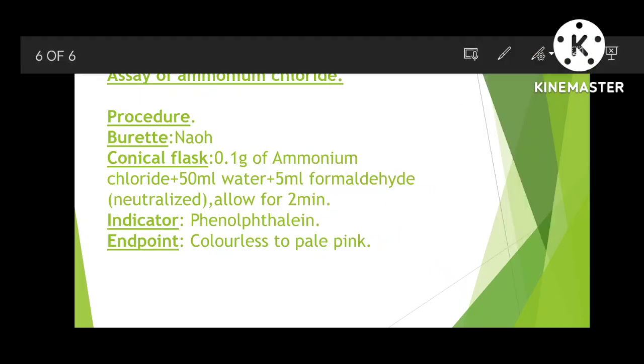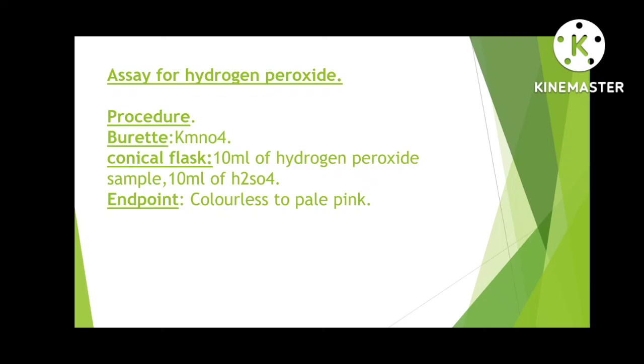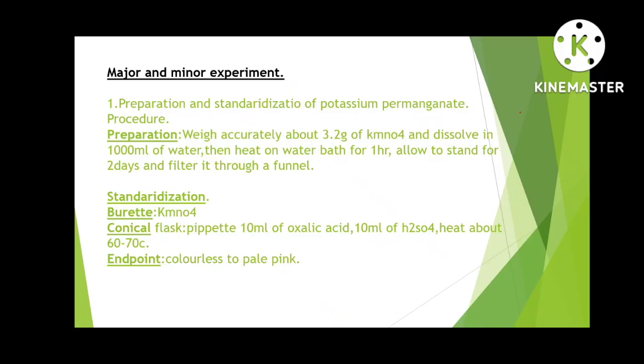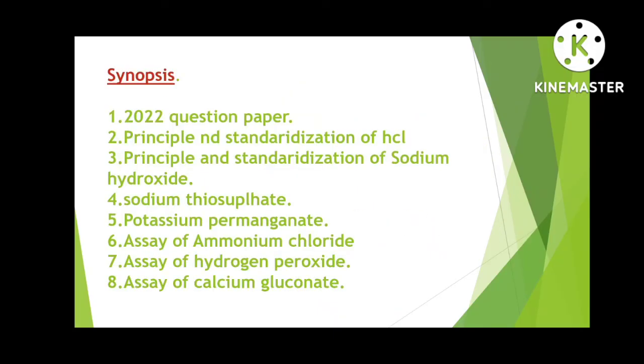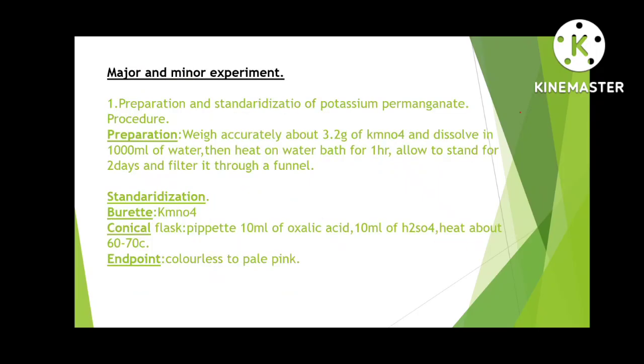Now see, these are some of the major and minor experiments in our pharmaceutical analysis examination: ammonium chloride, hydrogen peroxide, ferric ammonium sulfate, potassium permanganate, and one more very important group: sodium hydroxide, HCl, and sodium thiosulfate. Very important one, sodium thiosulfate. So my dear brothers and sisters, you practice these, and the viva is the same. What you do in the practical, they will ask the same in the viva, and the practical record is mandatory, 4 marks for the practical record.